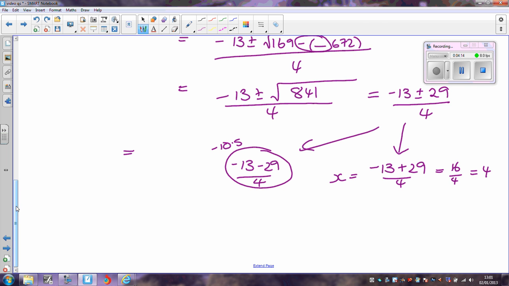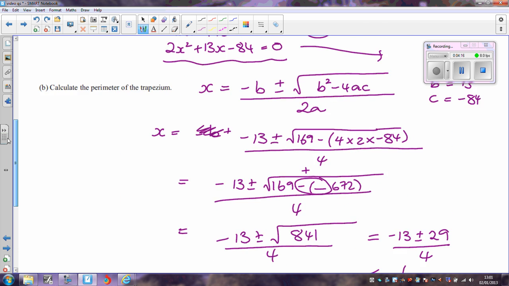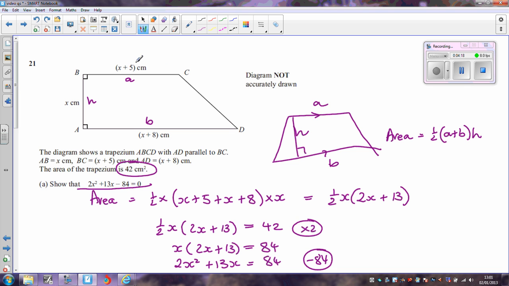Now the question actually asked me to find the perimeter of the trapezium. So let's go back and substitute those in. So from B to C is going to be 4 plus 5, which is 9 centimeters. From A to B, well that's just my x, which is 4 centimeters. From A to D is 4 plus 8, which is 12 centimeters. And here's a problem. CD, we don't know the length of CD. So I'm going to use Pythagoras to work out the length of CD.